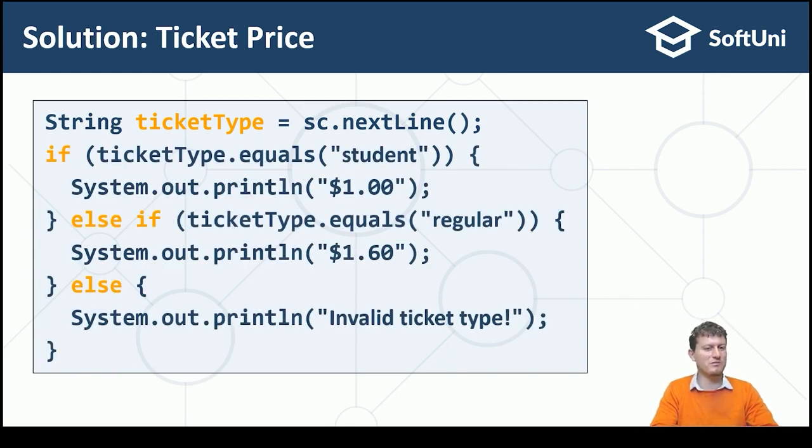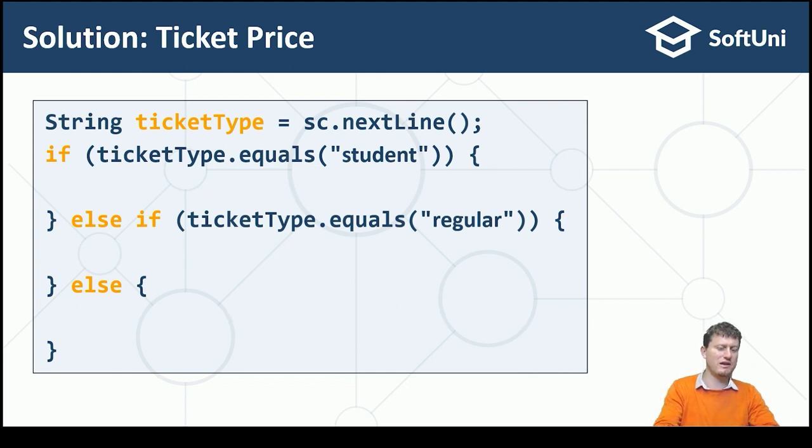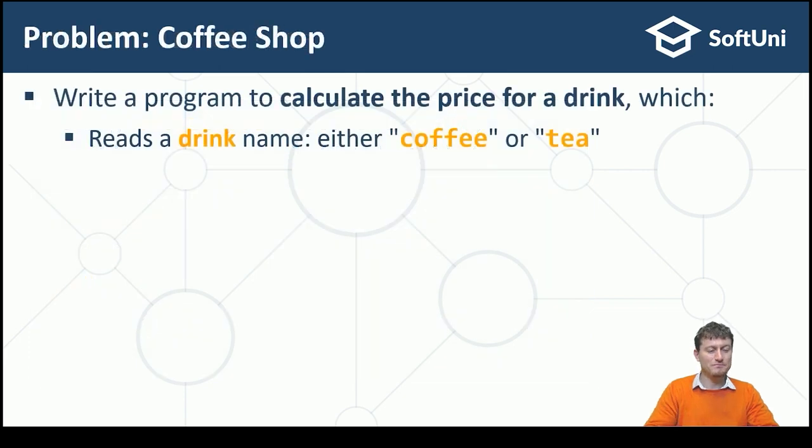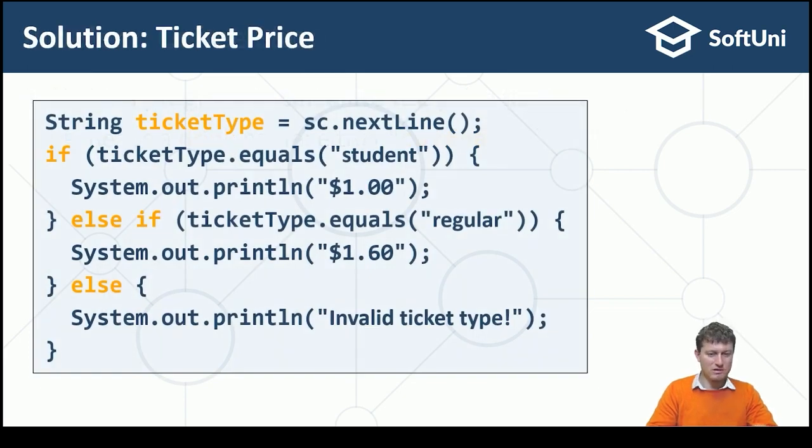It's very, very similar. If it is student, this price. If it is regular, this price. If it is otherwise, it's invalid ticket price. So I just have if, else, if, else, else. That's all. As a sequence of if, else constructions, a series of if, else construction. Very simple.